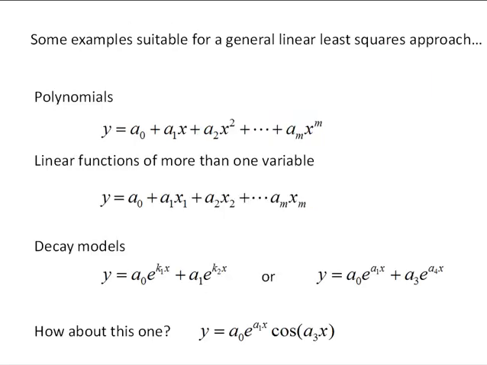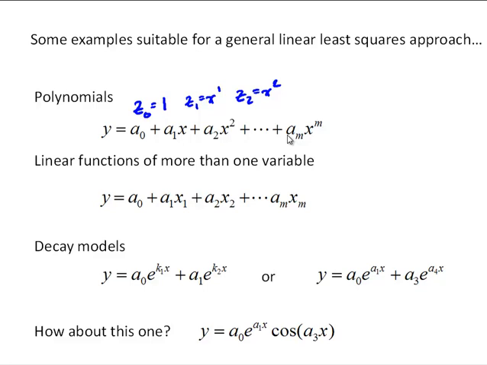So here are some examples suitable for a general linear least squares approach. One would be polynomials. So here we have, again, z0 equal to 1, z1 equal to x to the 1, z2 equal to x to the 2, etc. So a polynomial works as a linear combination of basis functions where each basis function is an increasing power of x.